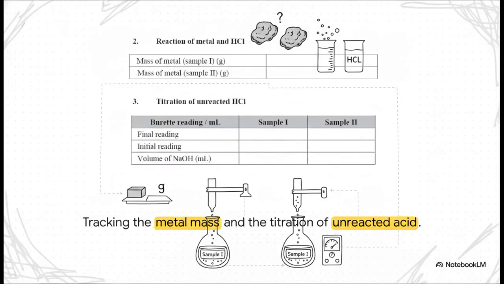Now, moving over to the reaction data, we map out the exact mass of our metal samples. Right below that, we record how much base it took to neutralize the leftover acid. Again, notice that we run this for two separate samples, sample 1 and sample 2. This redundancy is key. It verifies our results and sets us up perfectly for the final logical leaps.